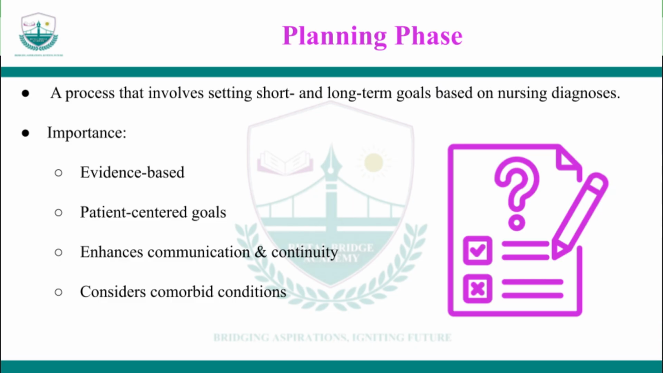So importance of care plans. Care plans are based on evidence-based practice and consist of patient-specific goals supportive of positive outcomes. So the goals that are involved are actually patient-centered. So enhancing communication and the continuity of care and taking into account overall and the comorbid conditions. There are some conditions that will come in on top of what the patient is suffering from. Those are the ones that we refer to as comorbid conditions.